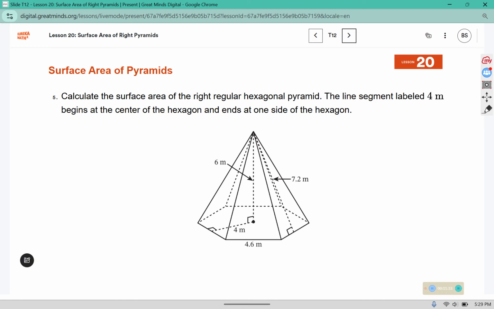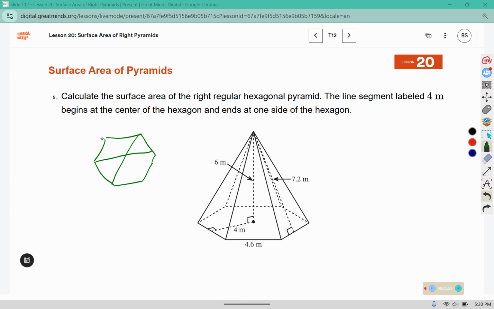Calculate the surface area of the right regular hexagonal pyramid. The line segment labeled 4 meters begins at the center of the hexagon and ends at one side of the hexagon. So we have a hexagon on the bottom that can be broken up into triangles that are all the same. And so they have a base of 4.6 and then a height of 4.